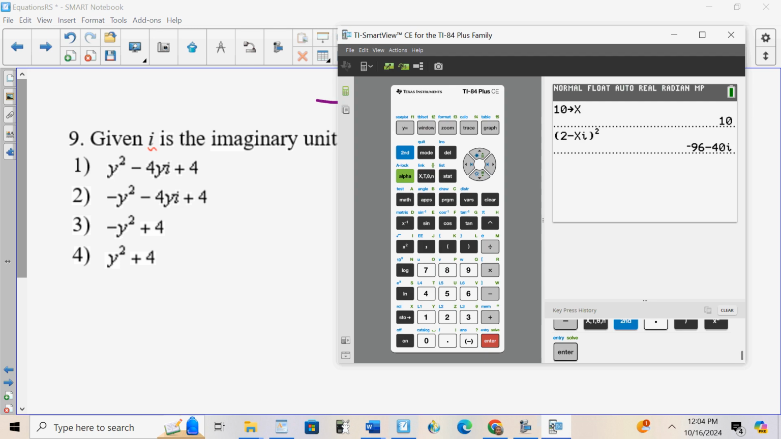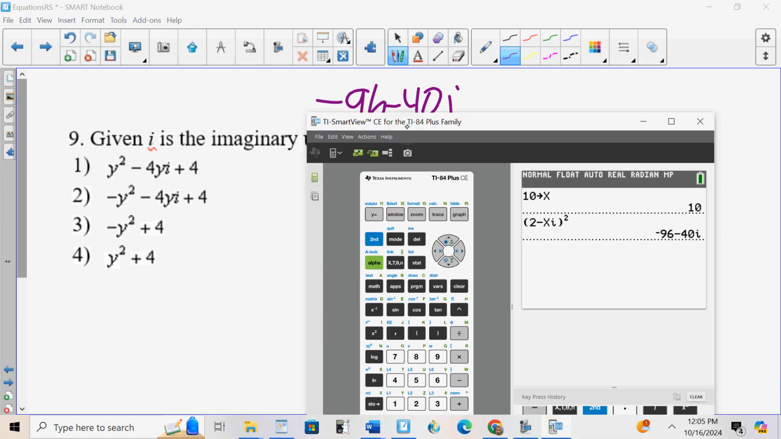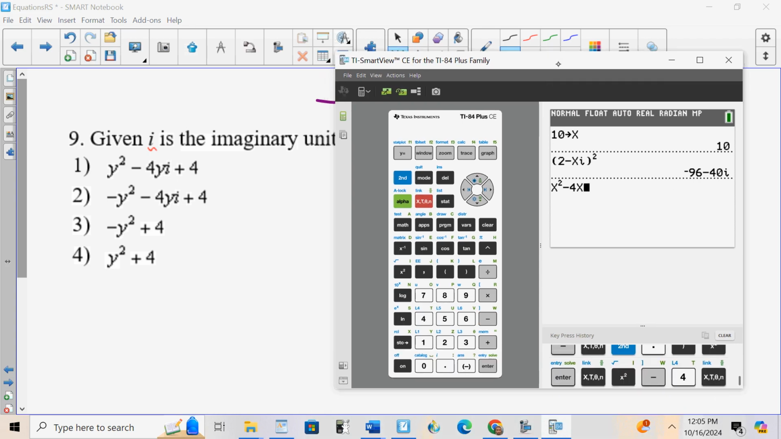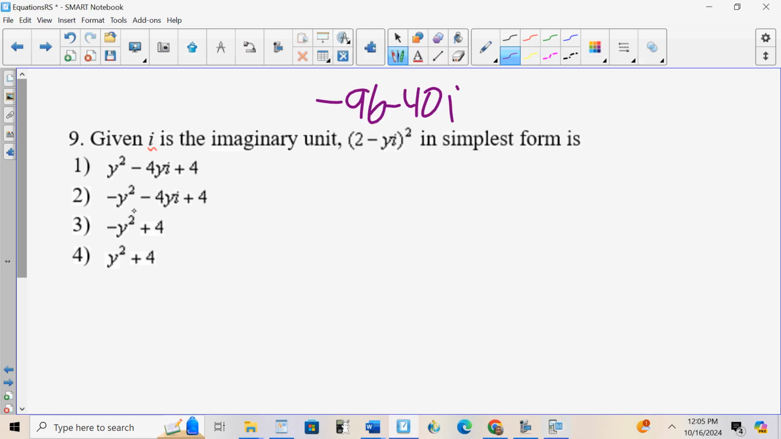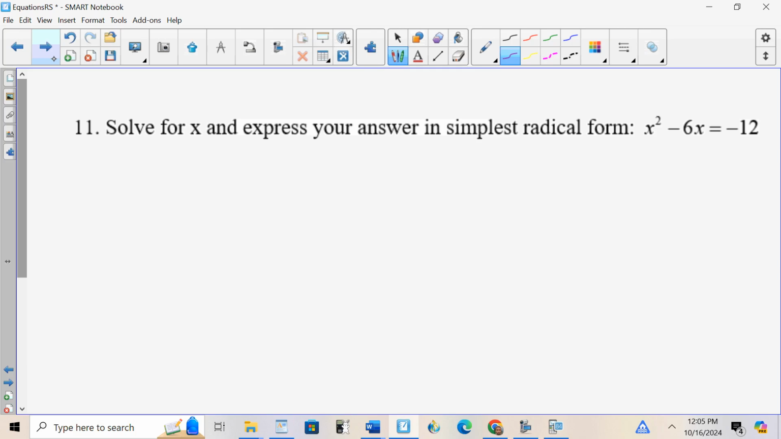Now I type in each of the choices. Choice 1: x squared minus 4xi plus 4. That's not the same. Negative x squared minus 4xi plus 4. That's the same. That's the answer. If it's multiple choice, use your multiple choice strategy. For the next number, I guess we'll come back to it.